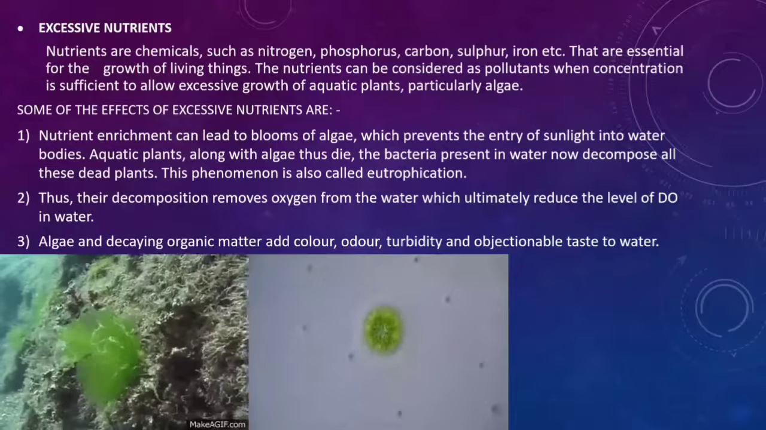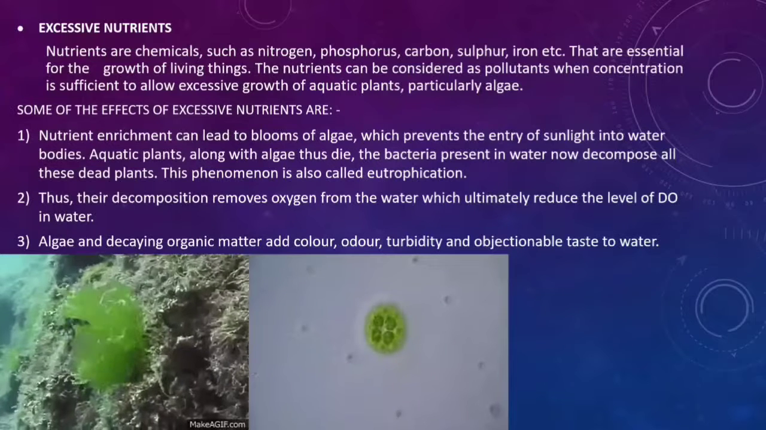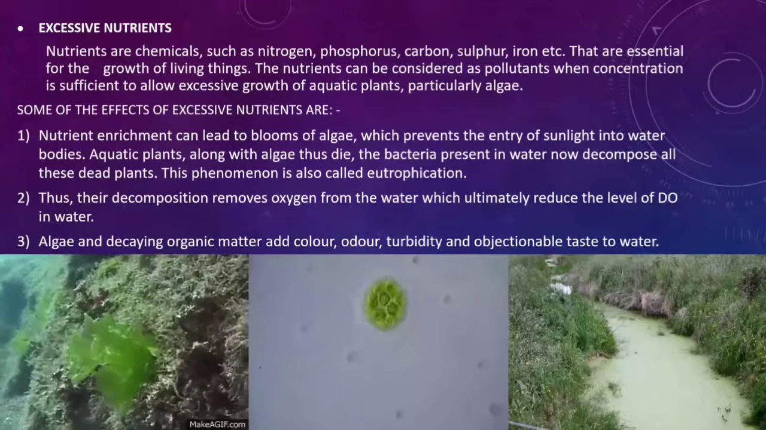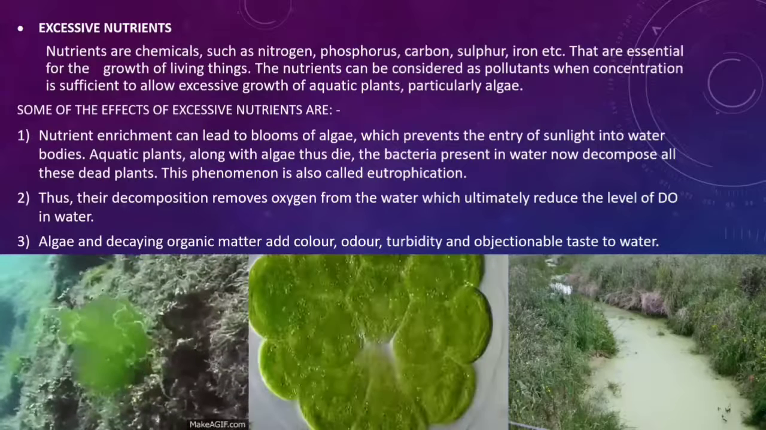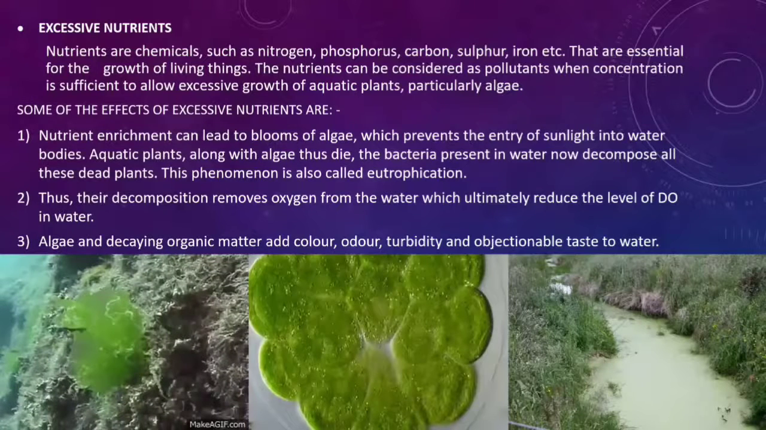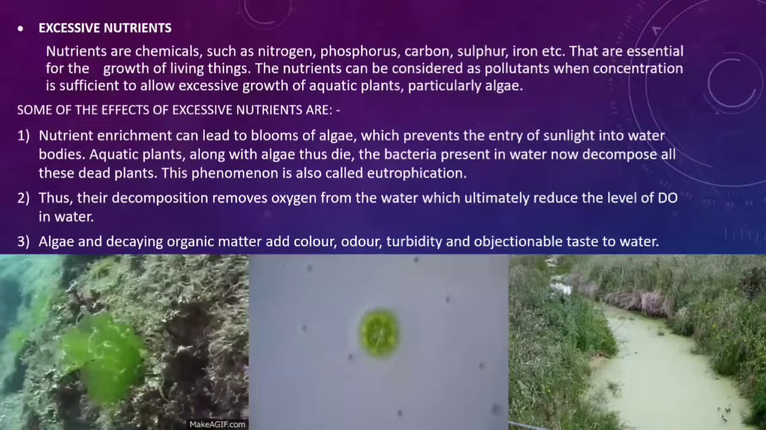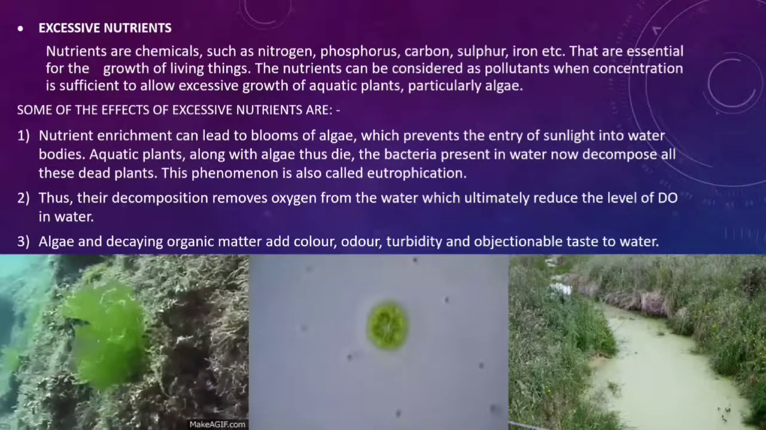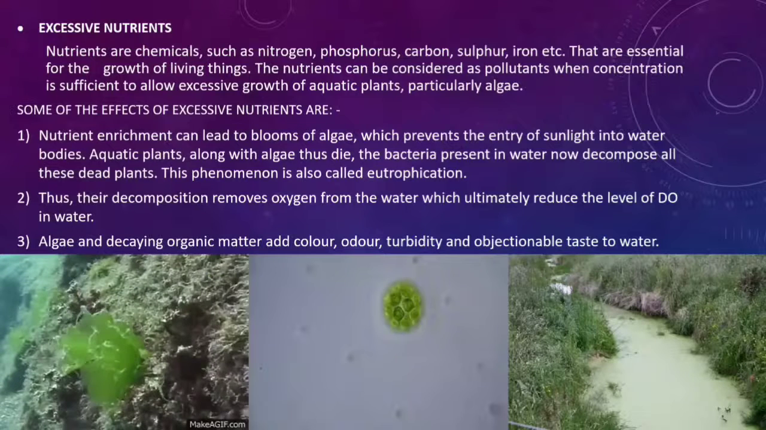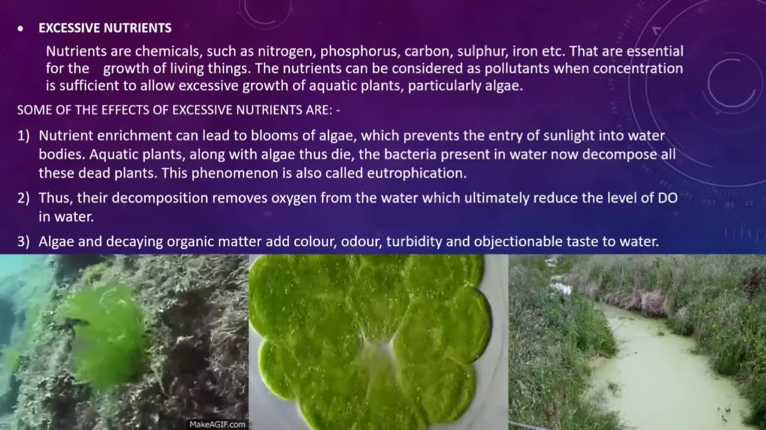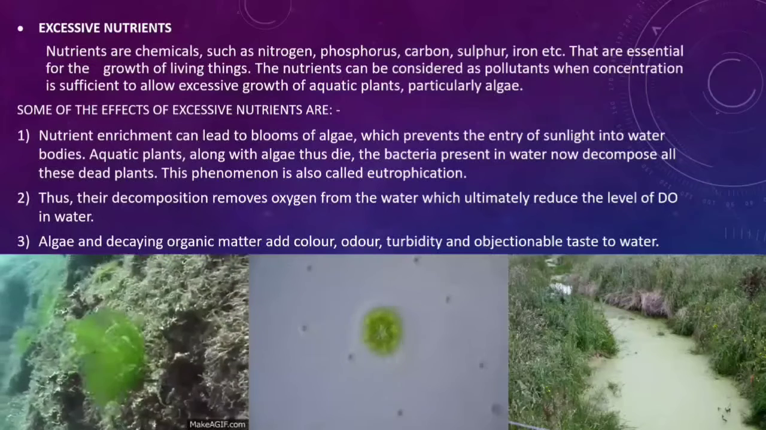Excessive nutrients. Nutrients are chemicals such as nitrogen, phosphorus, carbon, sulfur, iron, etc. that are essential for the growth of living things. The nutrients can be considered as pollutants when concentration is sufficient to allow excessive growth of aquatic plants, particularly algae.